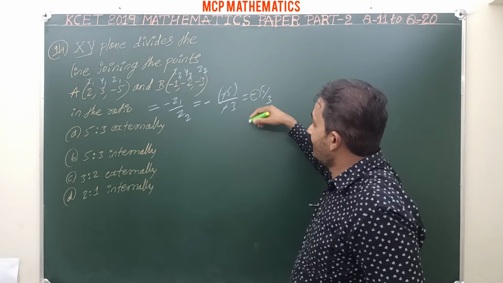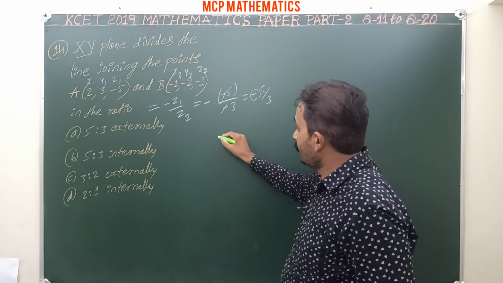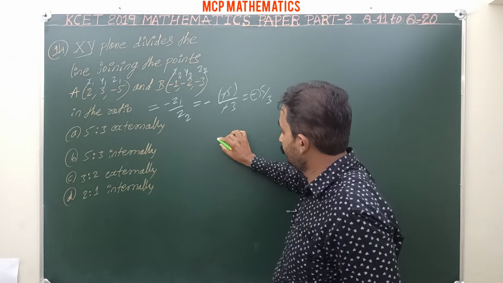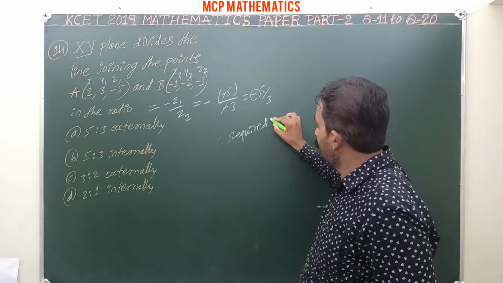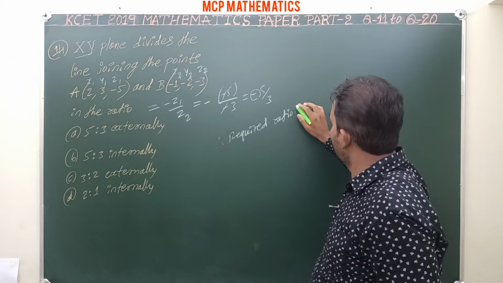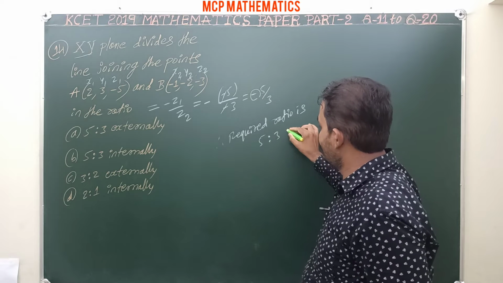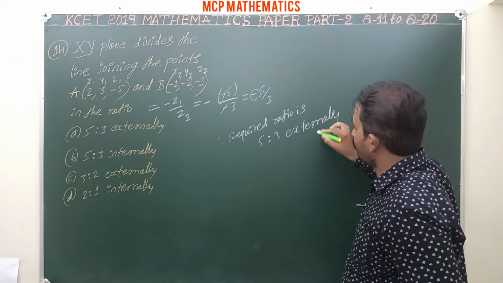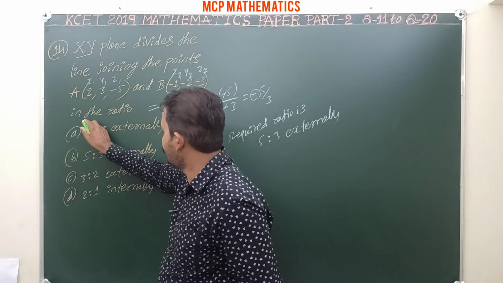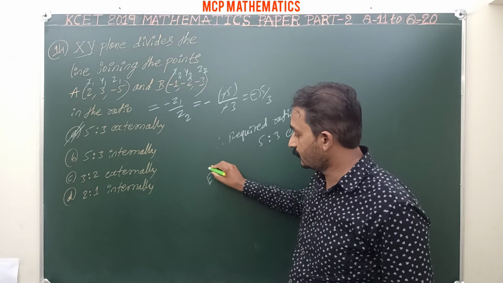Here minus means externally, of course plus means internally. So in this case the required ratio is 5:3, minus externally. So this is the answer. Option A is correct. This is an easy question. All the students solve this question. Take down.